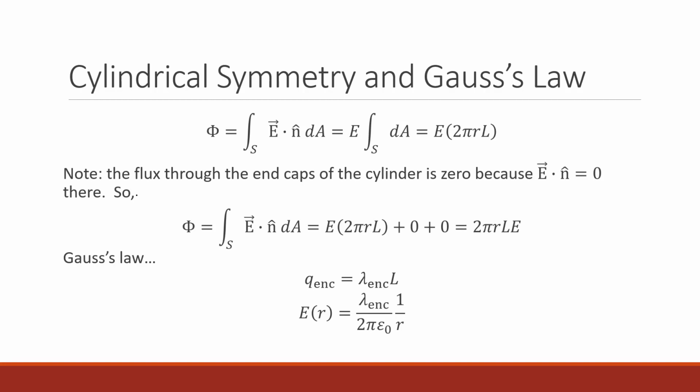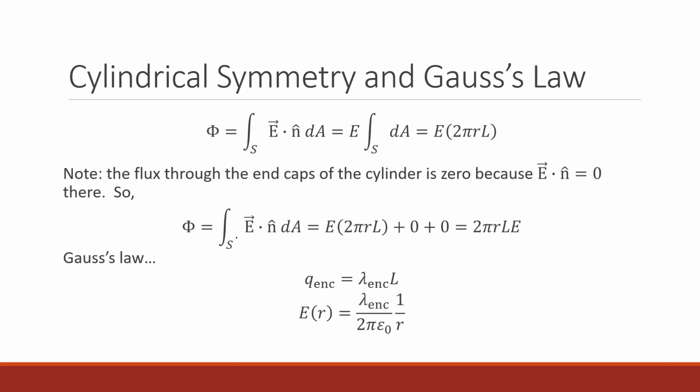So one thing we should note is that the flux through the end caps of the cylinder is 0 because our electric field is not flowing in that direction. So our electric field dotted into n hat is 0 there, okay? So when we take our surface integral, we end up with 2 pi r times the length of our cylinder times E, our electric field.